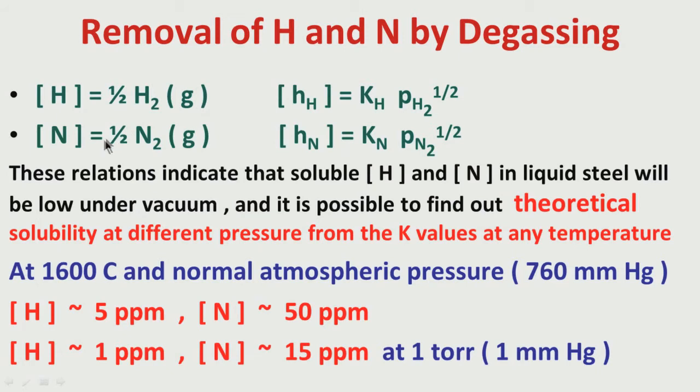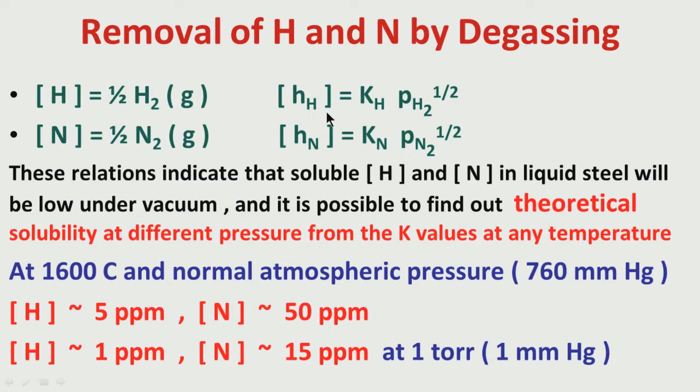First hydrogen in liquid steel must get transferred to the surface, then at the surface this reaction takes place. Similarly, nitrogen in liquid steel must get transferred from the bulk to the surface, and at the surface this reaction will take place. That means atomic nitrogen, elemental nitrogen, will go to molecular nitrogen as gas and be removed as gas from the surface. So, what are the activity coefficients?